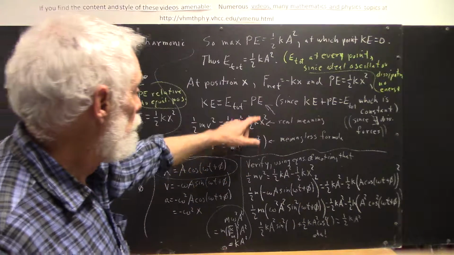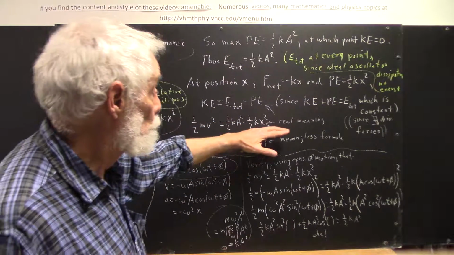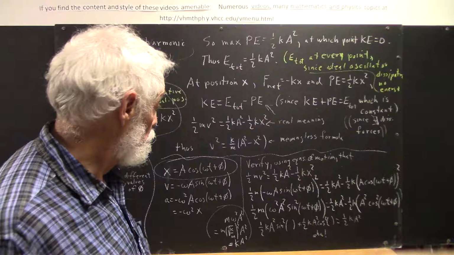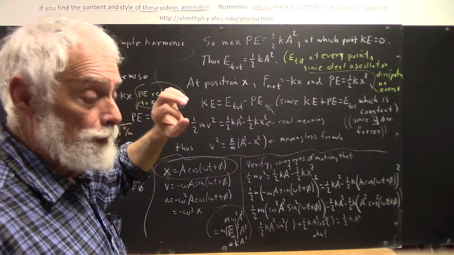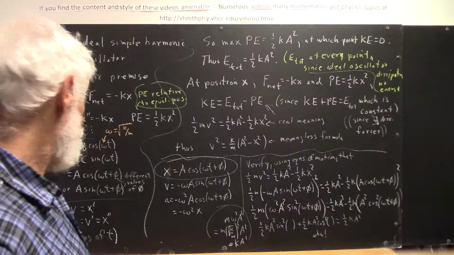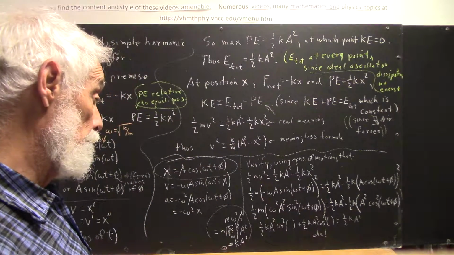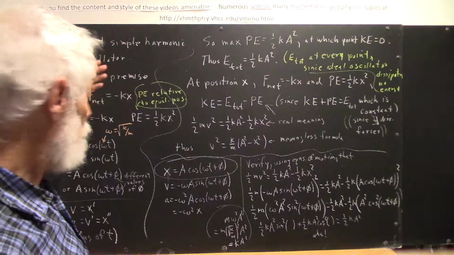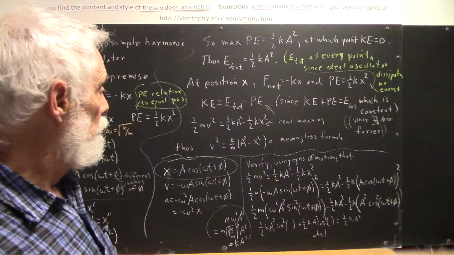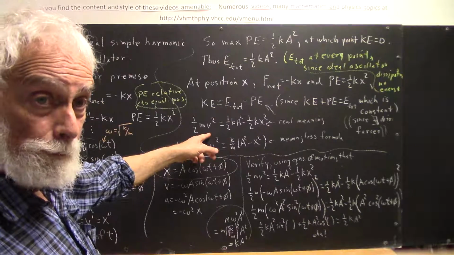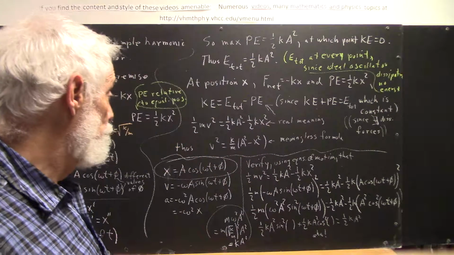Now, this and this have real meaning. Okay? These are connected to basic principles of energy conservation, to the basic principle of energy conservation and the energy details of the oscillator, which are really pretty simple. We can solve this for V, and we get this. Okay?